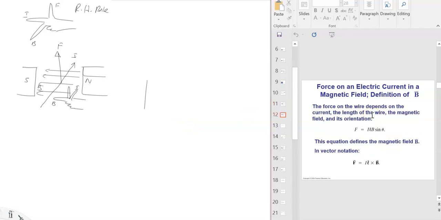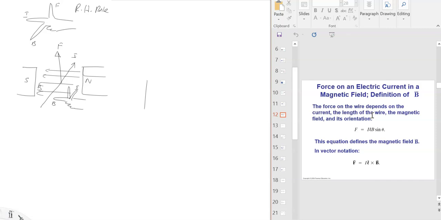Now, how to do the math? This whole thing is about finding the direction of the force. If current is this way and the magnetic field is with that direction, what is the direction of the force? So you use the right hand rule to find that. How do you calculate the force? How do you calculate the magnitude of the force?